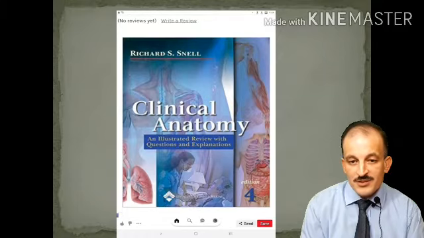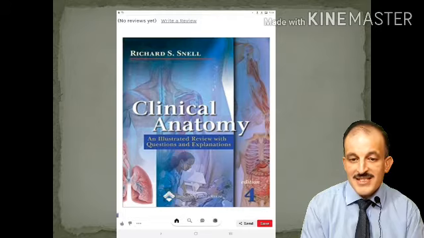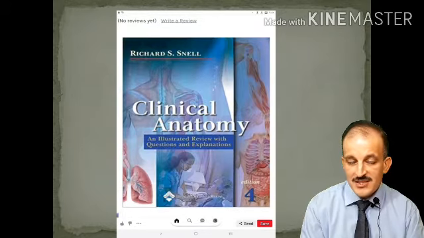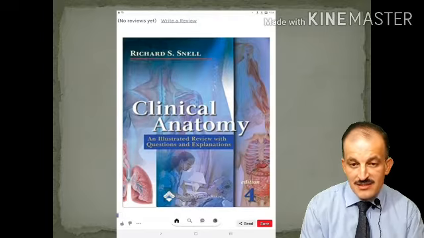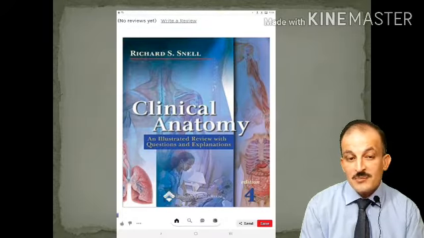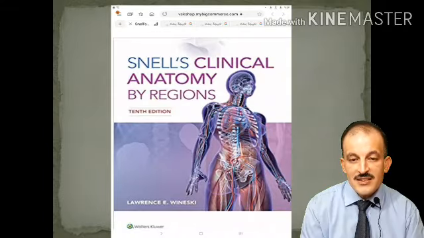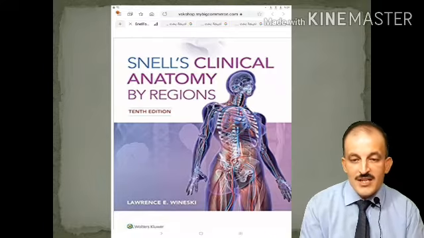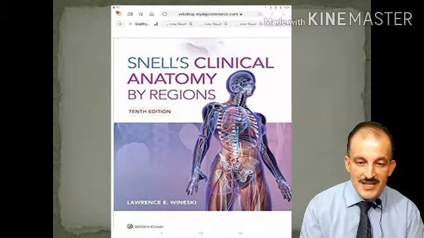A few notes about your textbooks that are given to you freely by your college, which is the Snell. As you can see, Clinical Anatomy by Snell is suitable for medical students, healthcare professionals, etc. It studies the human body by regions, as you can see in this picture, Clinical Anatomy by Regions. Another edition, Clinical Neuroanatomy, is also by Snell.